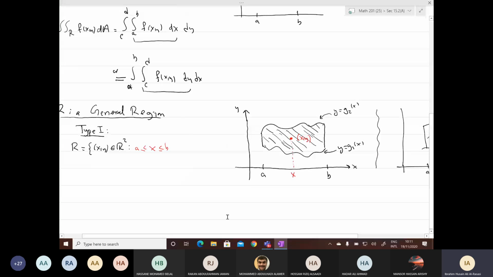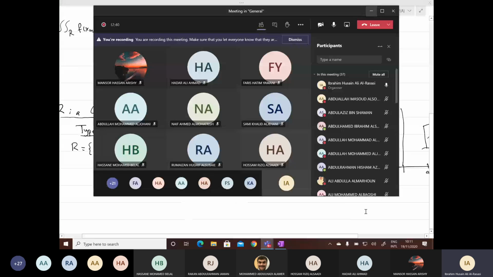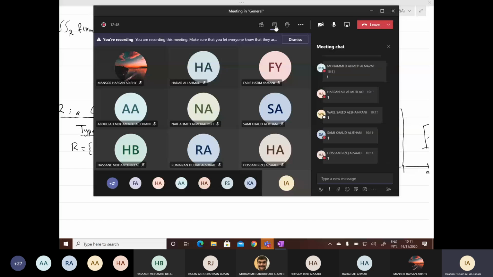If this is clear, please write one in the chat. If it is not clear, you can ask now. If it is clear, write one in the chat. So just follow me. I am going slowly. You should be able to understand this easily, inshallah.